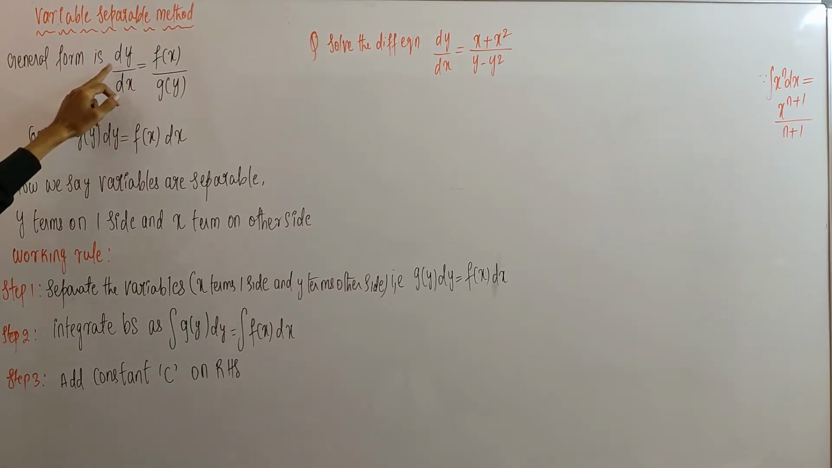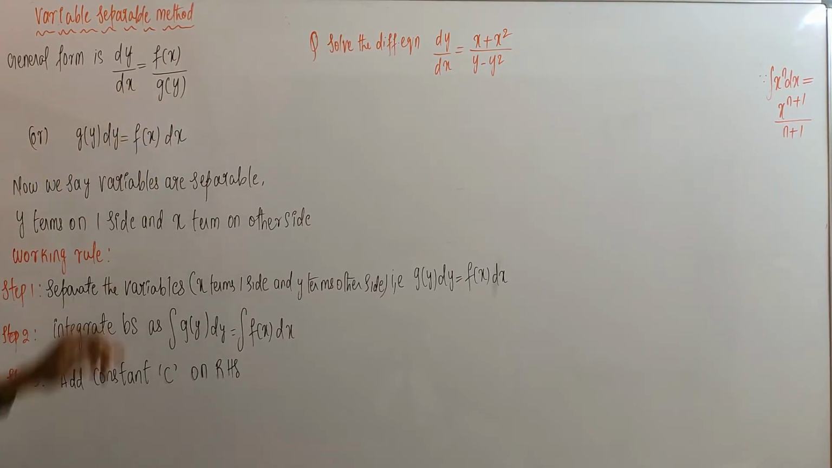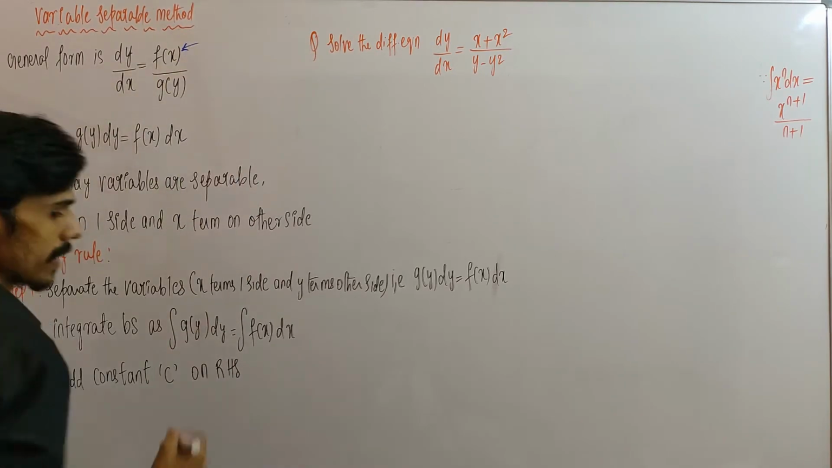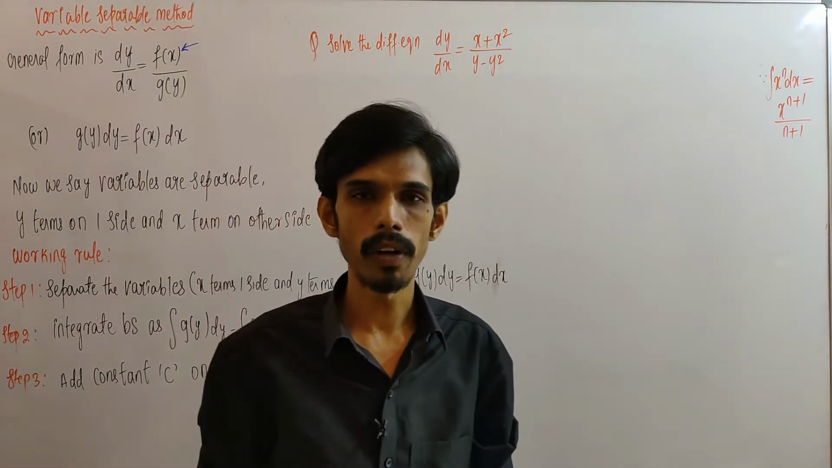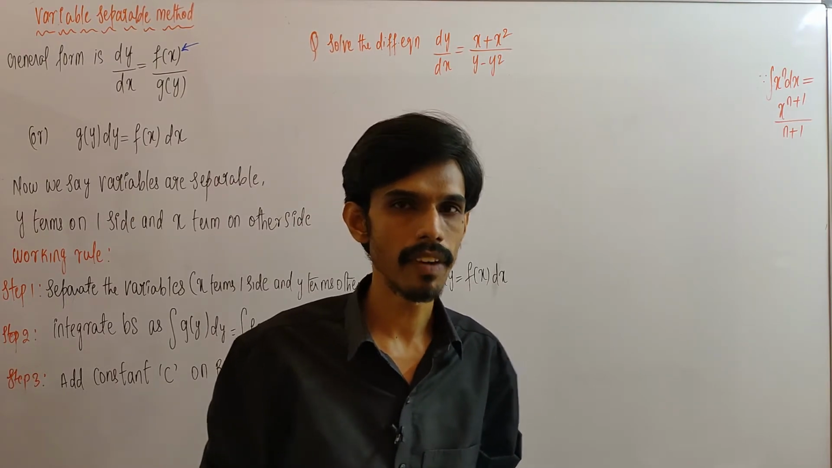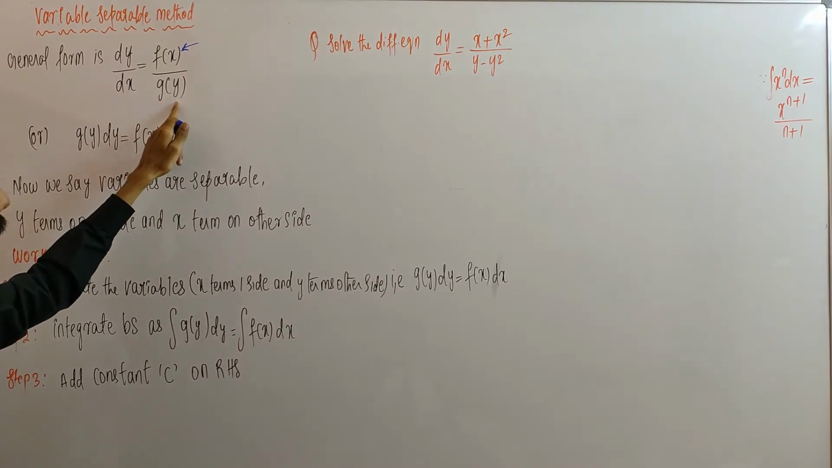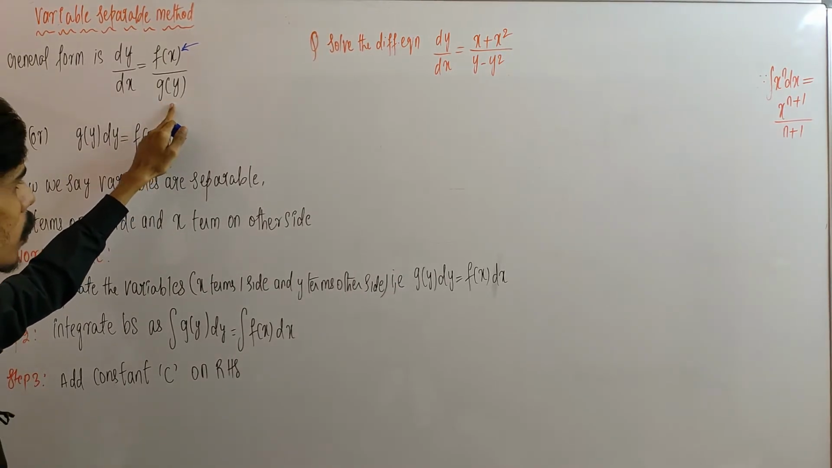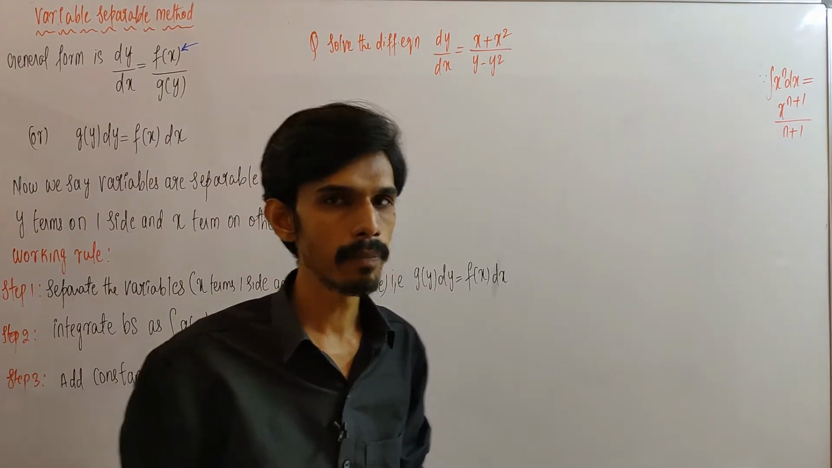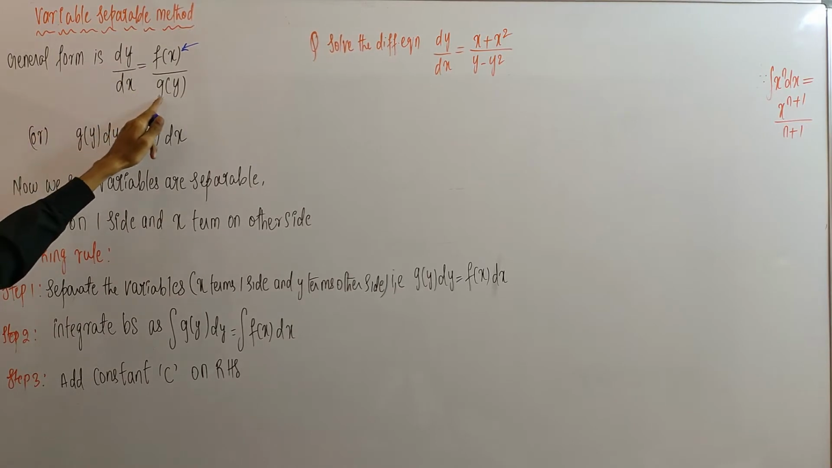The general form is dy by dx is equal to f of x by g of y. Here we have f of x. This f of x could be a polynomial of x or a trigonometric function or any other function. Similarly, g of y is also a function that may be a polynomial or trigonometric function or a combination of those two or any other function.